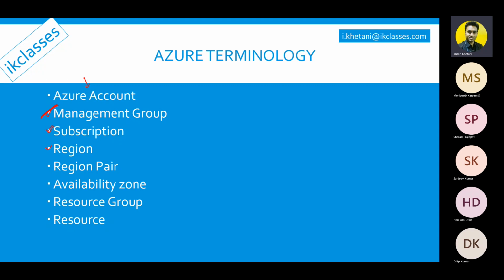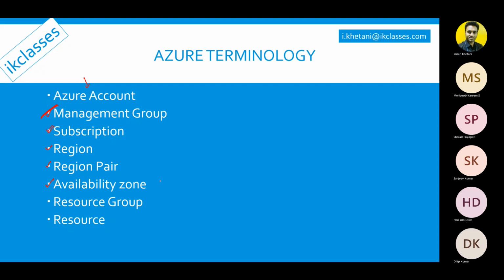Region is the geographical location where you want to deploy your resource, where you want to keep your data. Every region is paired with another region in the same geography. Inside a region, you may or may not have an availability zone. So every region doesn't have the availability zone.